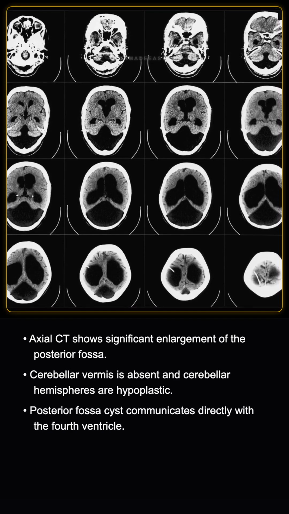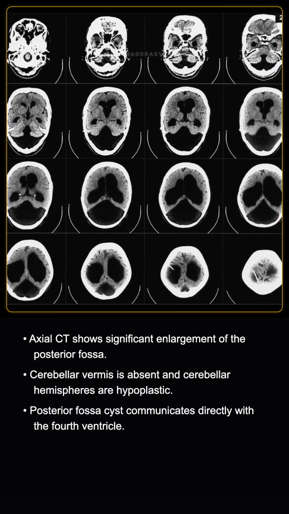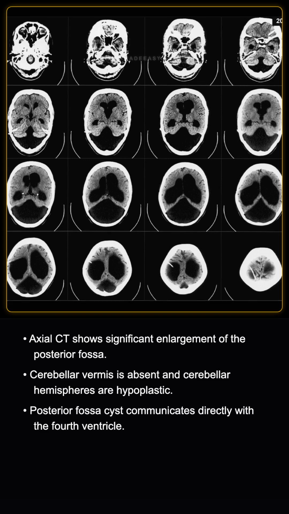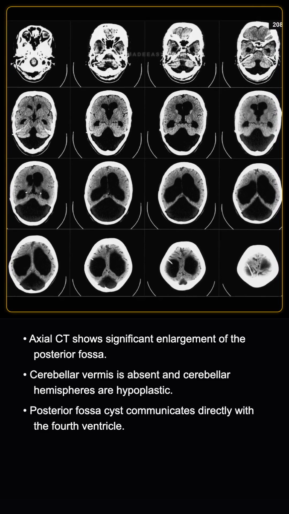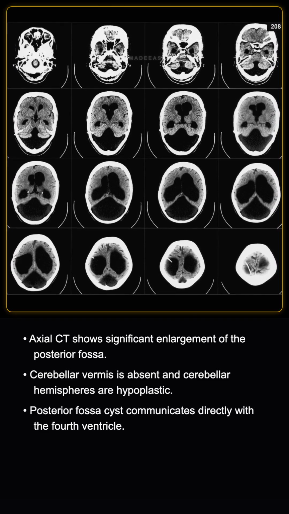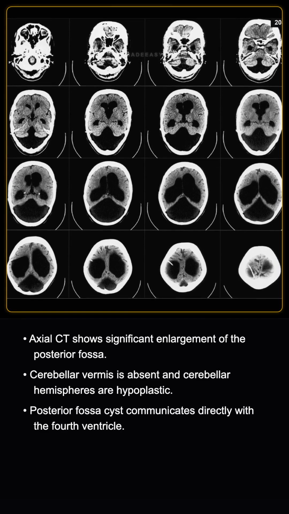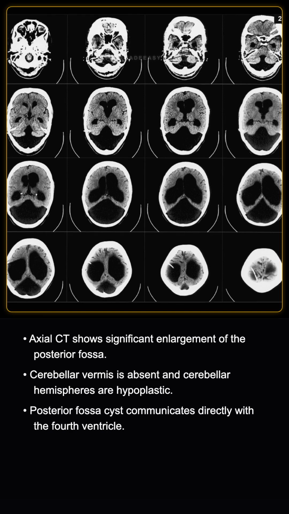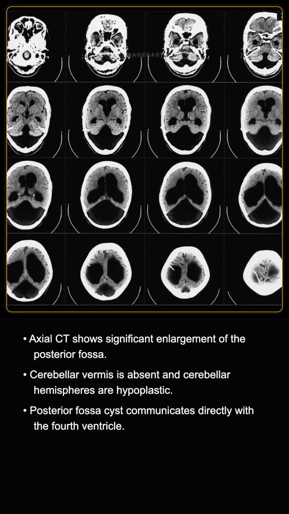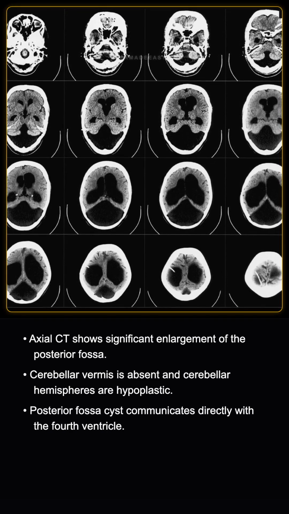The axial CT demonstrates significant enlargement of the posterior fossa. This is associated with hypoplasia of the cerebellar hemispheres and an absence of the cerebellar vermis. Furthermore, there is a large CSF-filled posterior fossa cyst that appears to communicate directly with the dilated fourth ventricle.